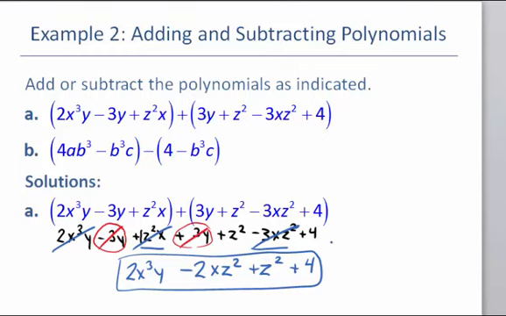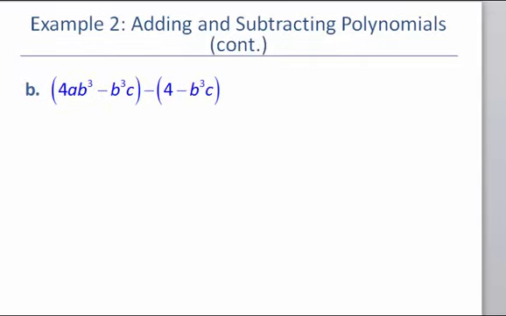All right, so let's look at part B. We'll do kind of the same thing. This is subtraction, so the only thing that I need to concern myself with here is that I need to be sure that when I remove my parentheses that I change my signs in that second set of parentheses. So my first parenthesis looks like 4ab cubed minus b cubed times c. And then on the second parenthesis it's minus, and in parentheses we have 4 minus b to the third c. So I'm going to go ahead and distribute that negative through that parenthesis. So it's going to become minus 4 plus b cubed c.